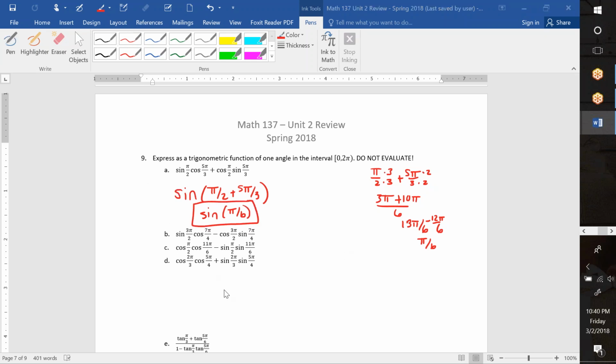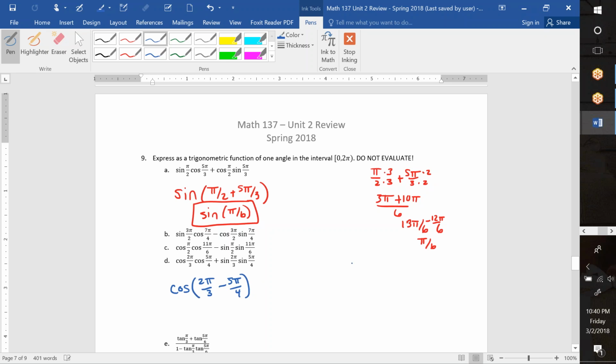Okay, let's look at D. Cosines are both together, sines are both together, so that's antisocial behavior. So this is the cosine formula, and cosine is disagreeable, so instead of plus, this will be minus. So 2 pi over 3 minus 5 pi over 4.